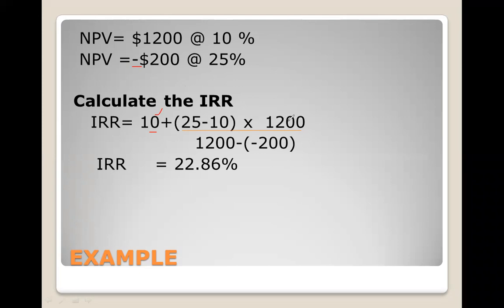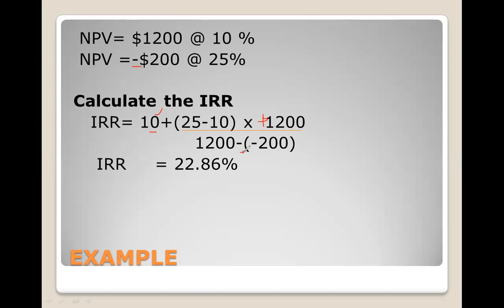You multiply this with the positive NPV. This is in dollars, I think you can actually see this is in dollars. It's 1,200. You divide by the positive NPV 1,200 minus the negative NPV, which is minus 200. This will give you a plus. So in simpler terms, you are going to add this.